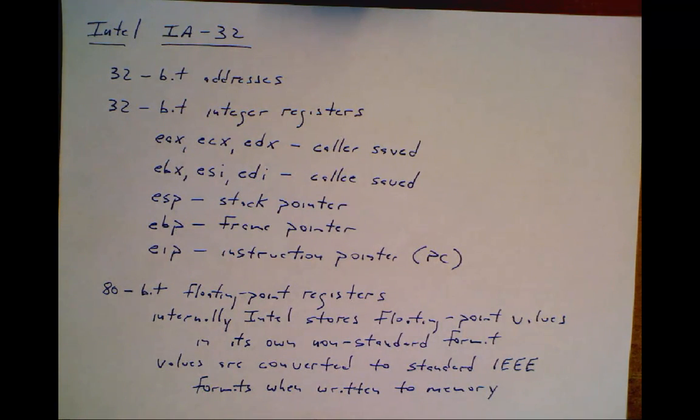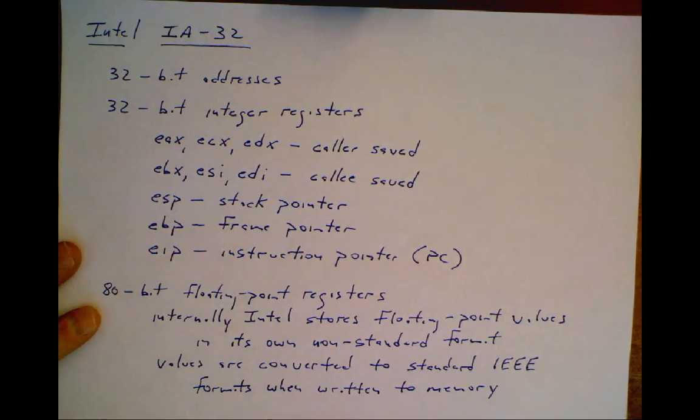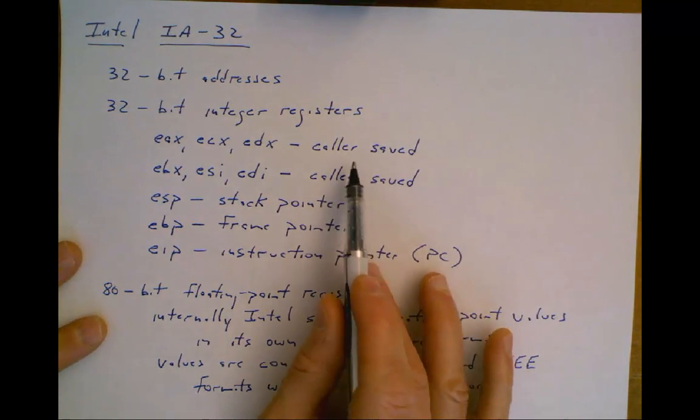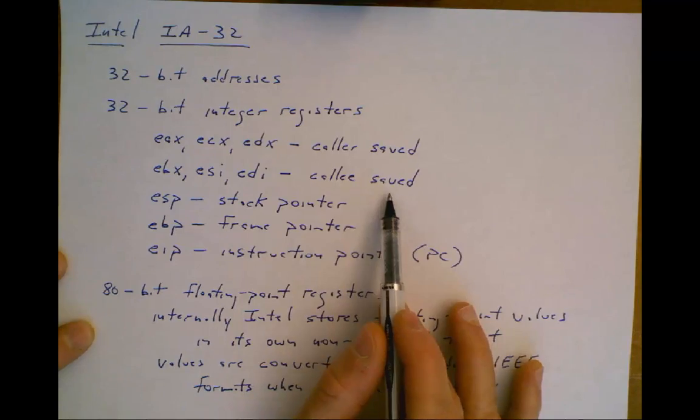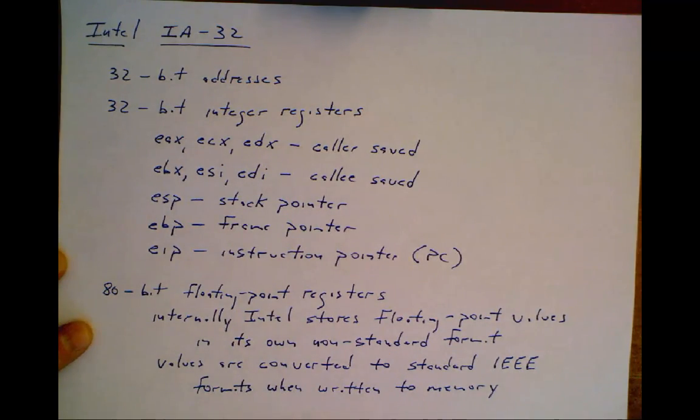Let's go back and take a look at those 32-bit integer registers. By integer registers, I mean registers that commonly hold integer values or addresses. There are 6 general purpose registers divided into 2 groups depending on responsibility for who saves and restores them, either the caller or the callee, and we'll talk more about this in a moment. But there are basically 6 basic general purpose registers with those names.